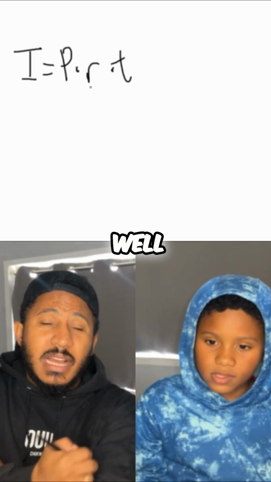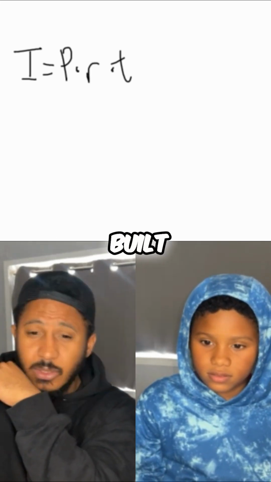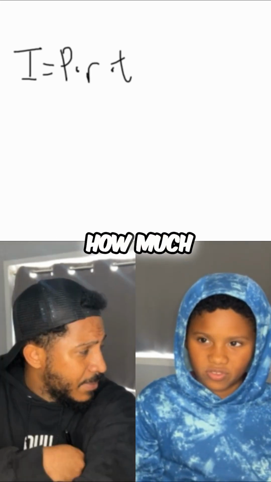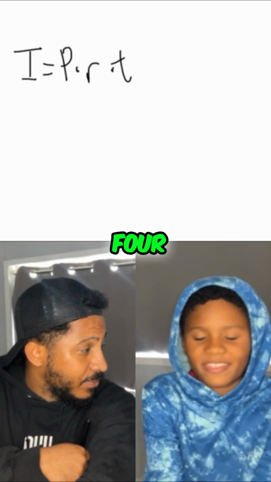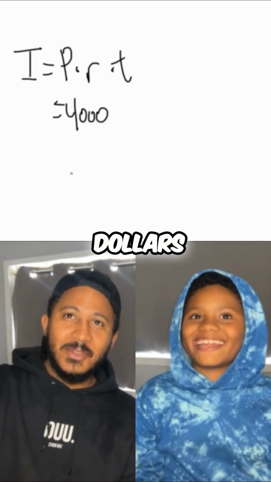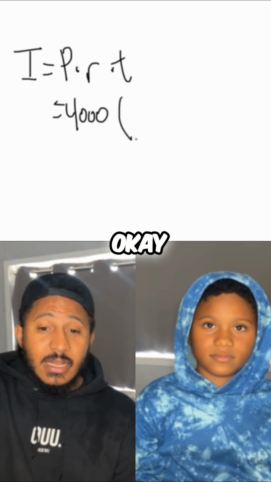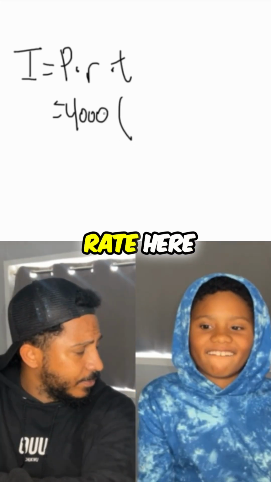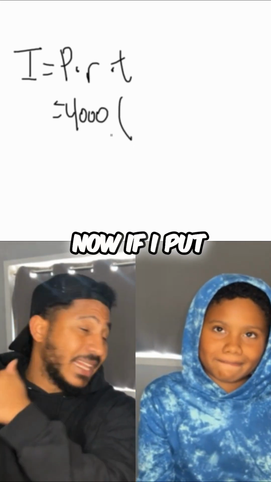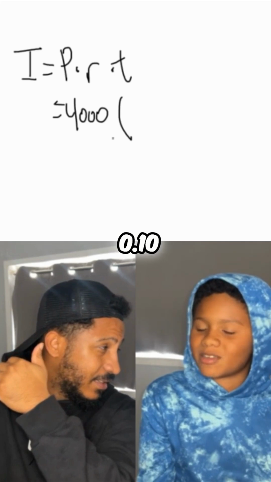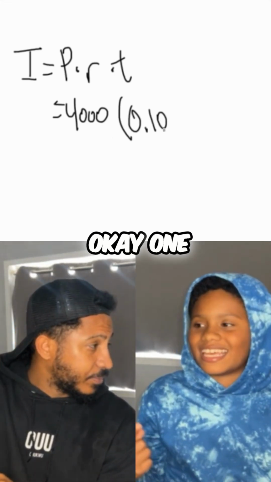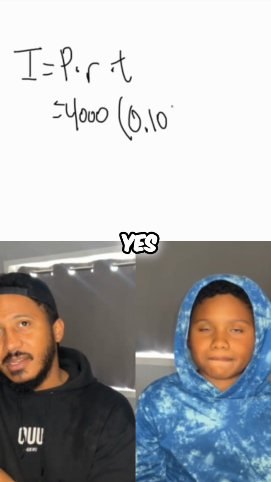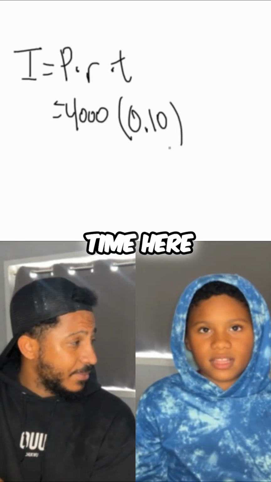I want to find out how much interest is being built. What's the starting amount? How much did Mrs. Hilt have in her savings account? $4,000. That's the P. 4,000 times... what's the rate here? 10%. Now, if I put that as a decimal, that's what? 0.10, AKA 1/10. Yes.